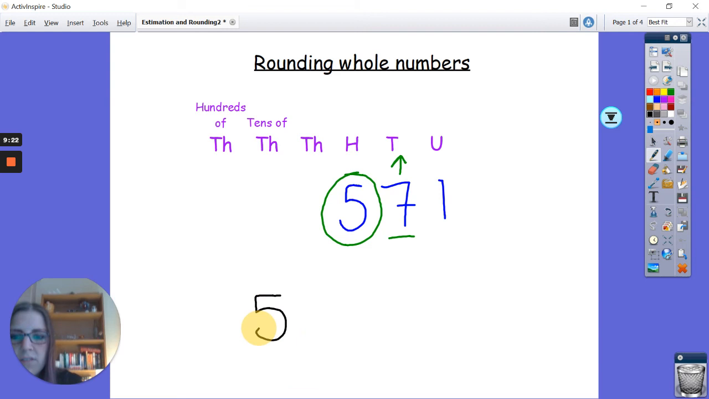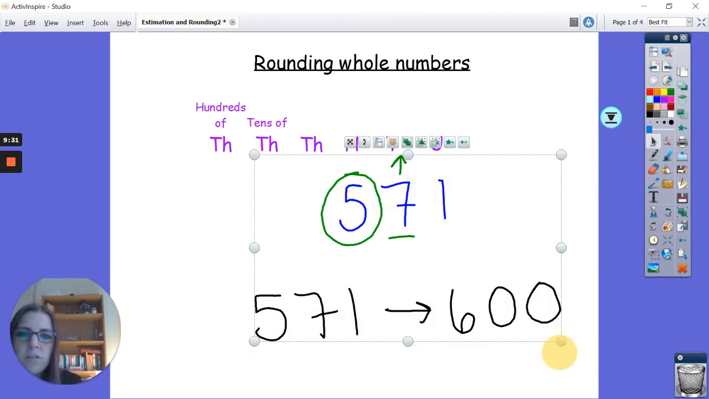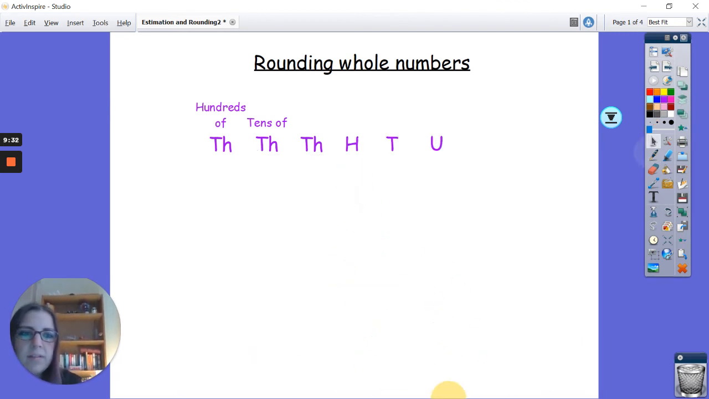So 571 rounded to the nearest 100 is 600. Okay, and if I just reiterate that point with one other example, if you had 729 and we want this one to the nearest 100.